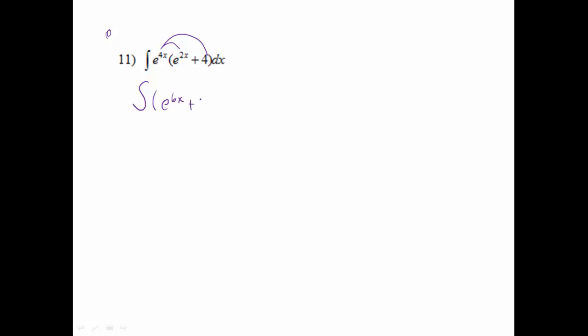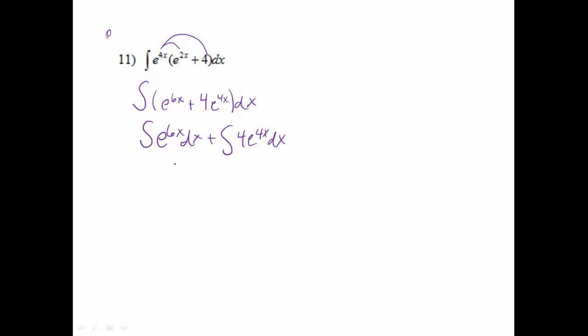And then plus e to the 4x times 4 is going to be 4e to the 4x. All right, from here, since I do have a plus sign, I'm actually going to separate it into two separate integrals. So I'll have the integral of e to the 6x dx plus the integral of 4e to the 4x dx. And now from here I can do some work.